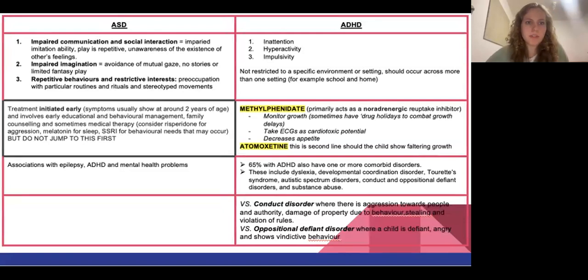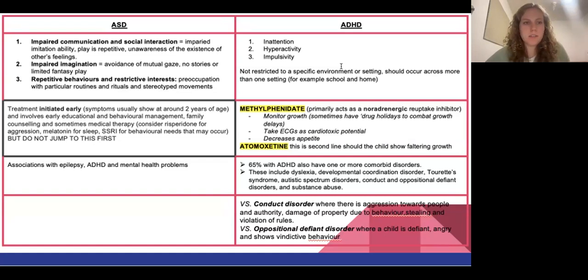So here, just a bit of the difference between autism spectrum disorder and ADHD. Now, it's important to note there is some overlap. A lot of children with ADHD have some other comorbid disorder, CAMS disorder often, and a lot of children with autism also have ADHD or other mental health problems.